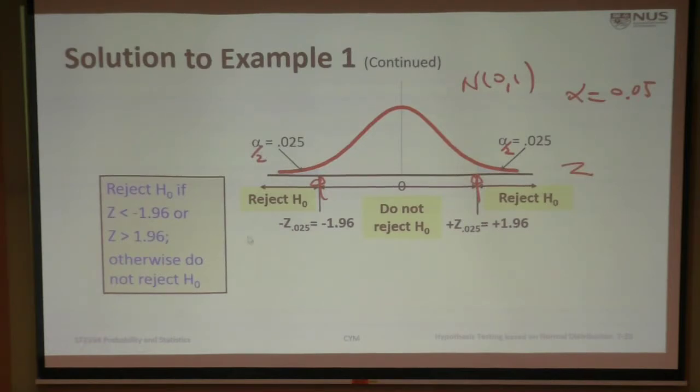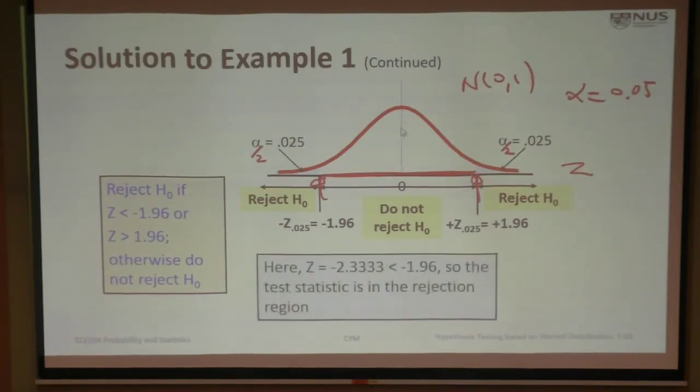Okay, so now whenever the Z that you calculate falls within this region, falls between these two, I do not reject the null hypothesis. But if it is outside, I reject the null hypothesis. And since minus 2.33 is less than minus 1.96, I reject the null hypothesis. All right? So you can see that minus 2.33 is somewhere here. So I reject the null hypothesis.